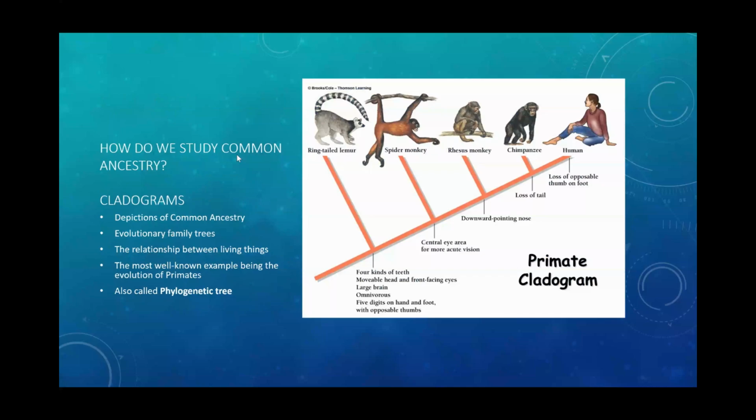How do we study common ancestry? We study common ancestry using cladograms. Cladograms are also known as phylogenetic trees. They are depictions of the common ancestry. They are also evolutionary family trees. These evolutionary family trees show the relationships between living things. One well-known example of a phylogeny, or an evolutionary relationship, would be the evolution of primates.